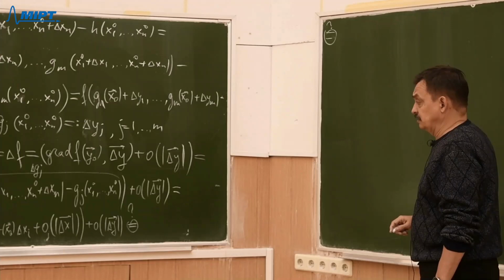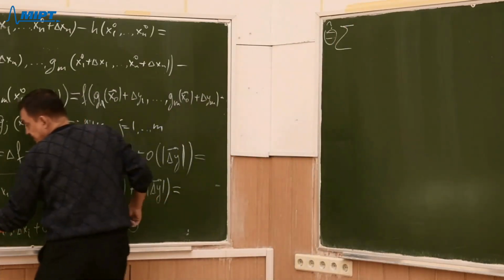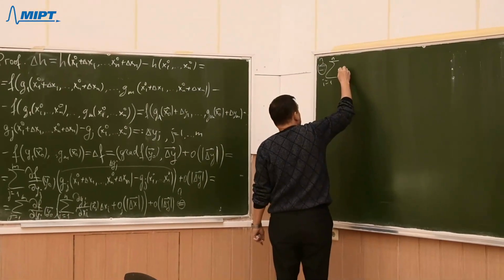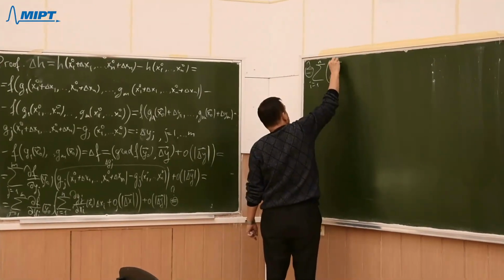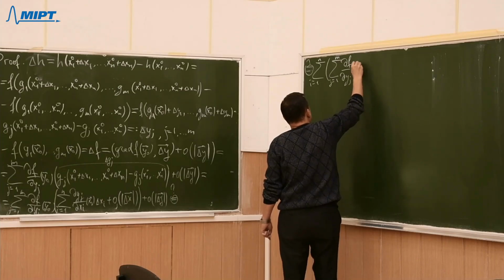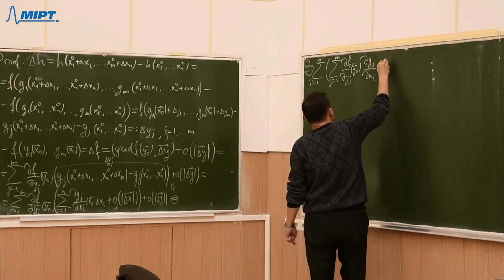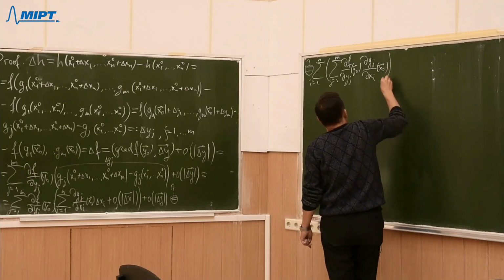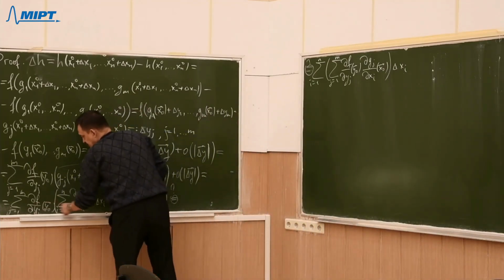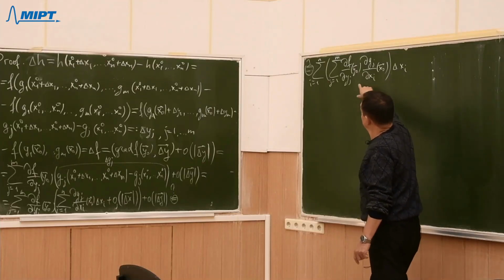And in fact, if I change the order of summation here, then I can write like that: sum over i from 1 up to n, then sum over j from 1 up to m, partial derivative of f with respect to yj at y naught times partial derivative of gj with respect to xi at x naught, times delta xi. So I changed the order of summation, and delta xi is a common multiplier for each of those terms.